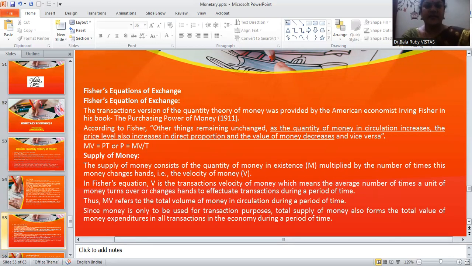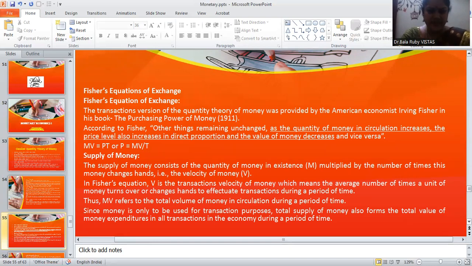First, let us concentrate on the first term MV, that is supply of money. So here the supply of money consists of the quantity of money in existence, that is M. It is multiplied by the number of times this money changes hands, and that is our velocity of money. So supply of money is equal to MV. M quantity of money, V velocity of money.